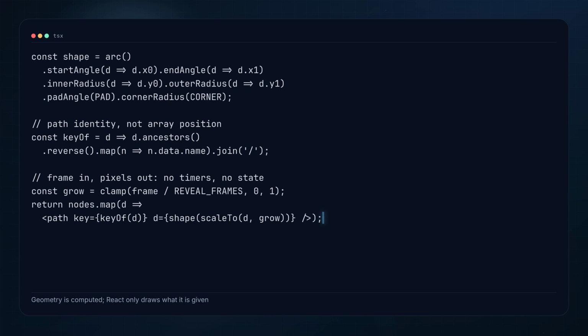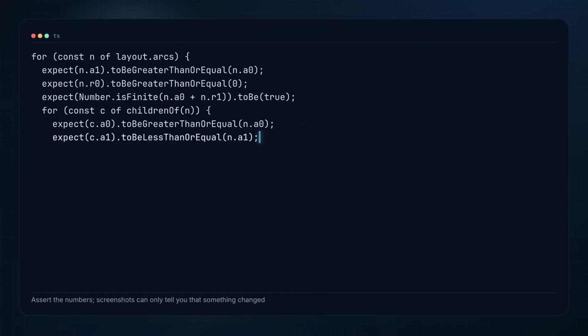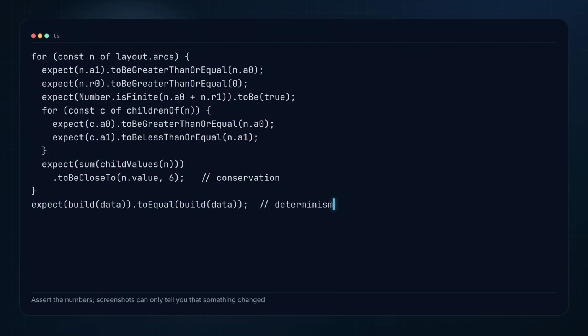The second rule is that the frame number is the only input to animation. There are no timers, no interval callbacks, and no animation state anywhere in the render. Charts are usually tested by screenshot, which reports that something changed and never says what. Geometry has invariants you can state exactly.